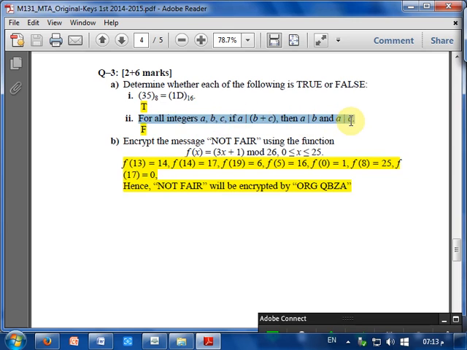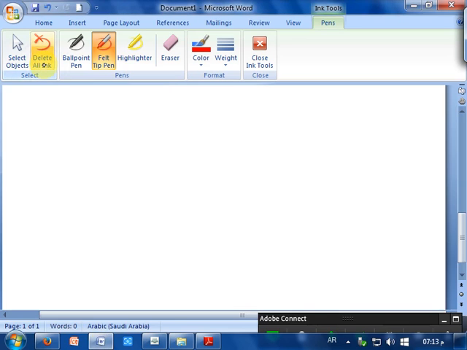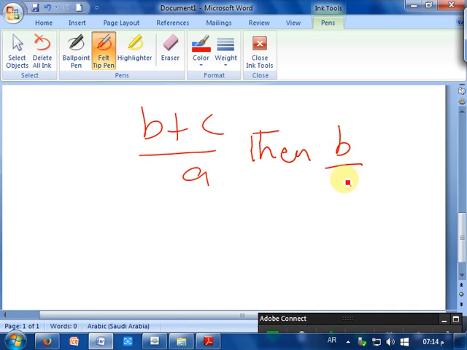Now this question says: for all integers A, B, and C, which can take any integer value, if A divides B plus C, meaning B plus C divided by A has no remainder, then A divides B and A divides C. Now you have to check whether this is true or not.